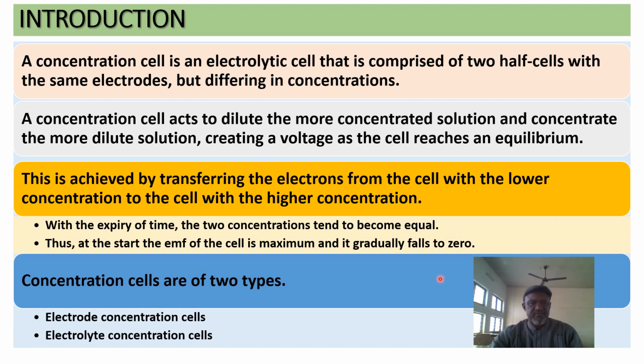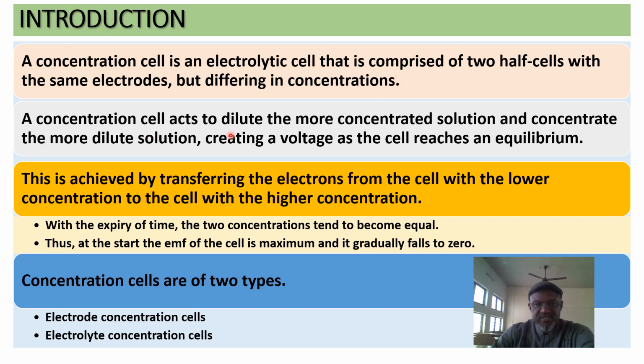A concentration cell is an electrolytic cell that is comprised of two half cells with the same electrodes but differing in concentration. So just like the name goes, the difference is the concentration. For example, if you're looking at the Daniel cell, instead of having zinc and copper electrodes, we now have the two electrodes being the same zinc electrode. And the only difference will now be the concentration of the electrolytes. That's why we call that concentration cells.